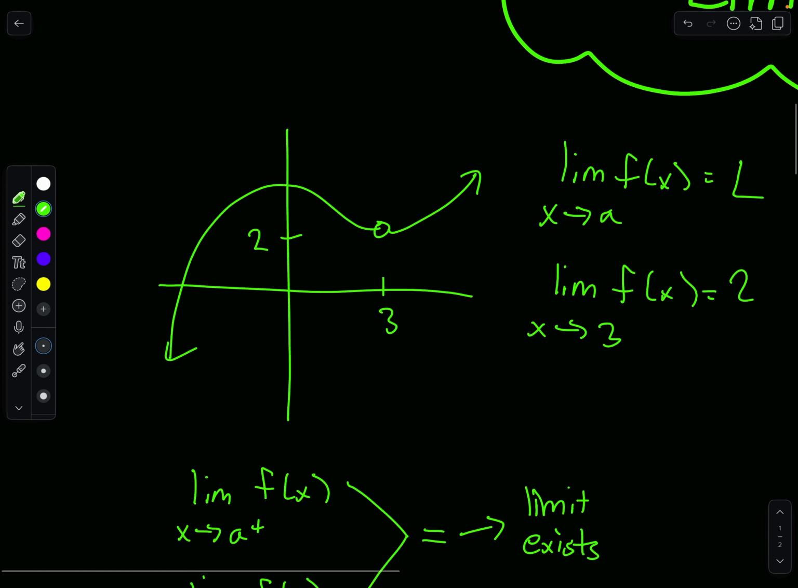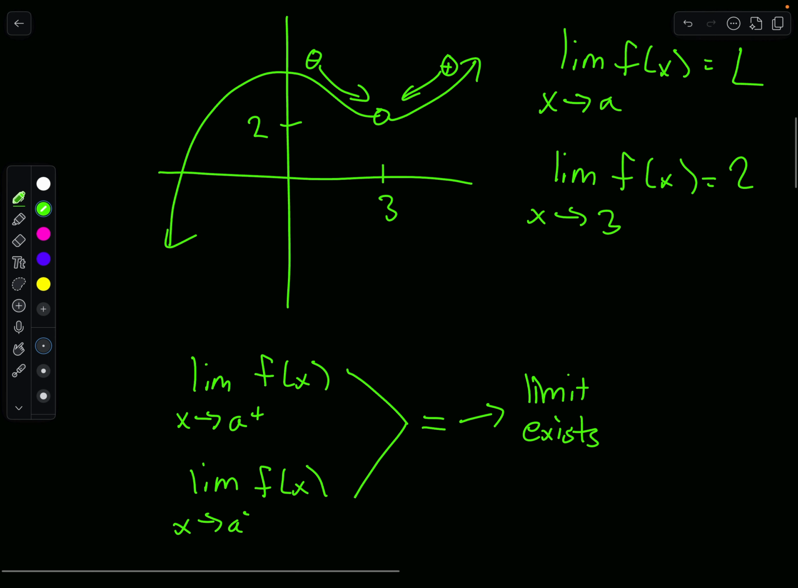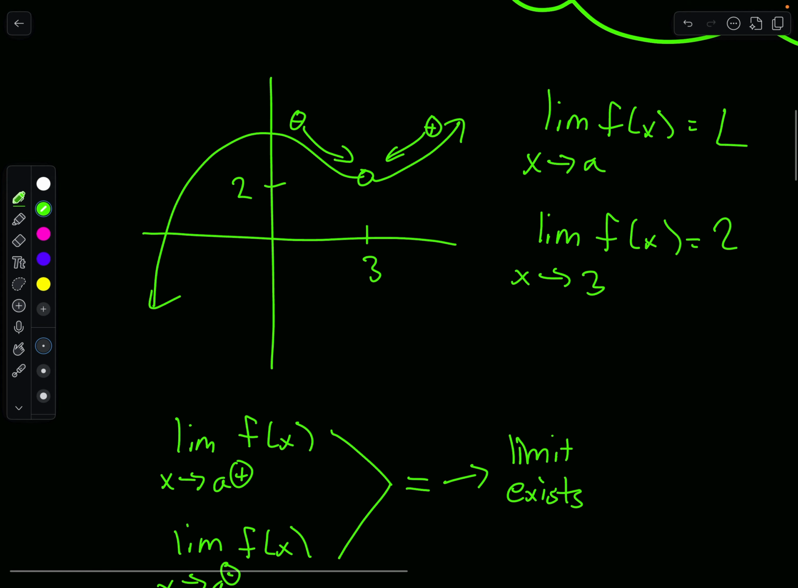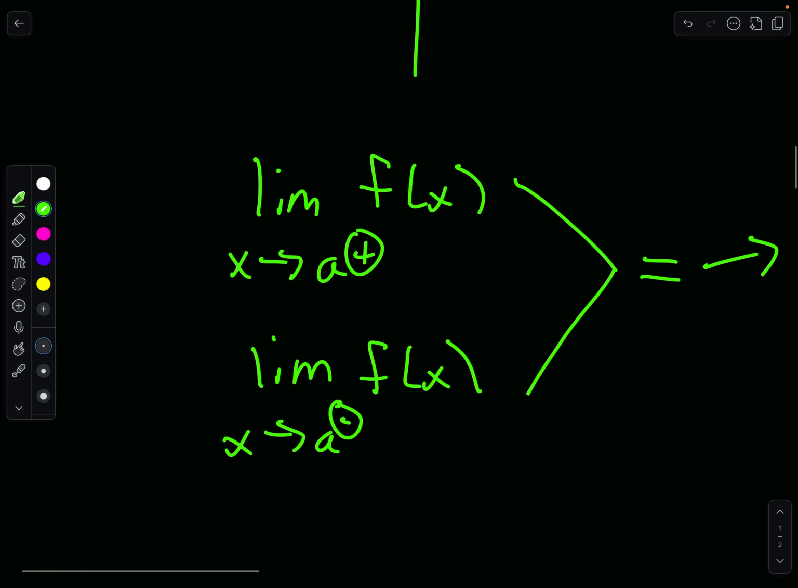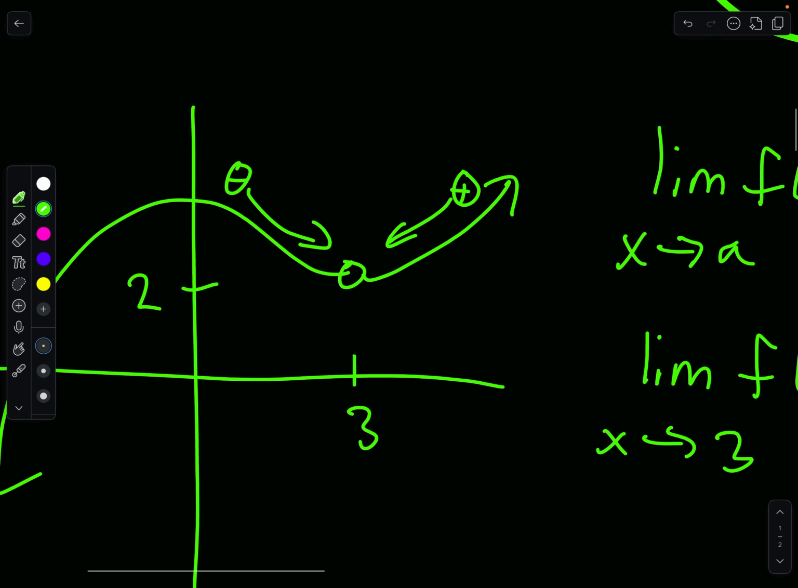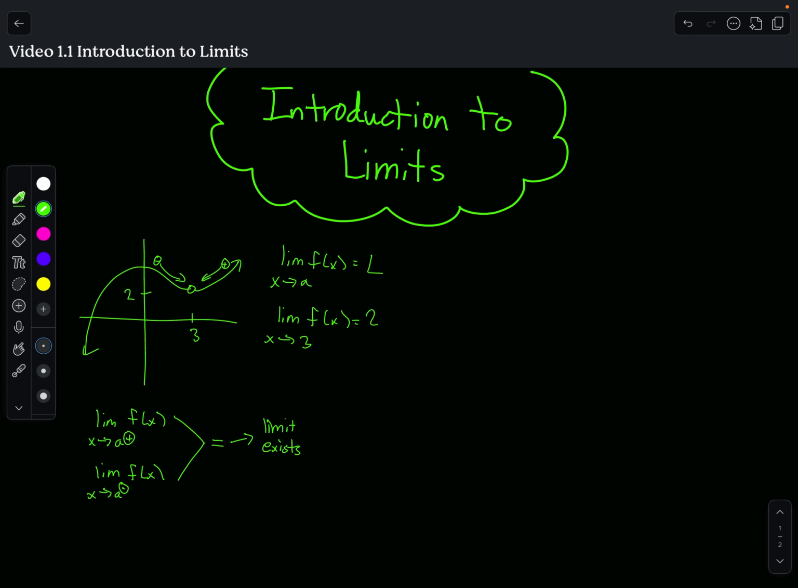Here we can see from the positive side, we get the same limit as from the negative side. What these one-sided limits are saying, this plus and this minus, is we only look at the behavior as f of x gets closer and closer to a value from one side. For the plus, from the right-hand side, it gets closer and closer to 2. Negative side, it also gets closer and closer to 2. That is what a one-sided limit is.